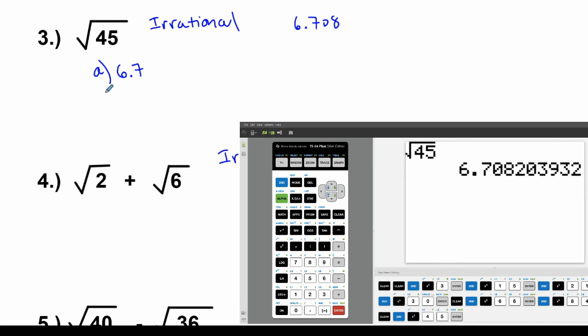Okay, to go to the hundredths, we would round this 8 up to a 1, 6.71. To go up to the nearest integer, well, unfortunately, this is going to get pretty inaccurate because it's going to round up to 7.